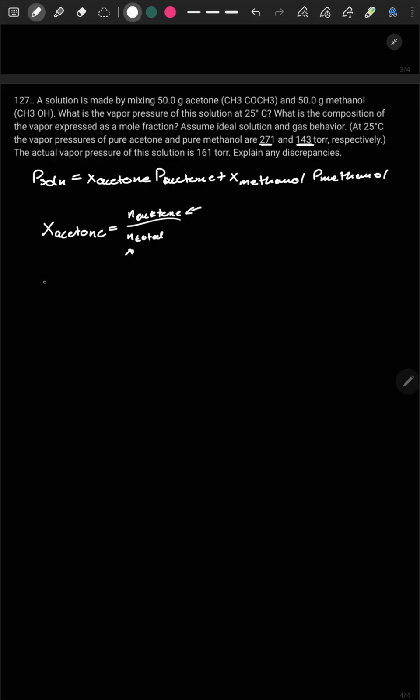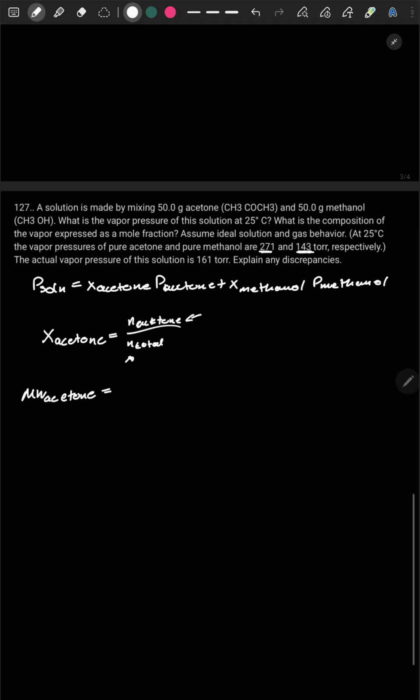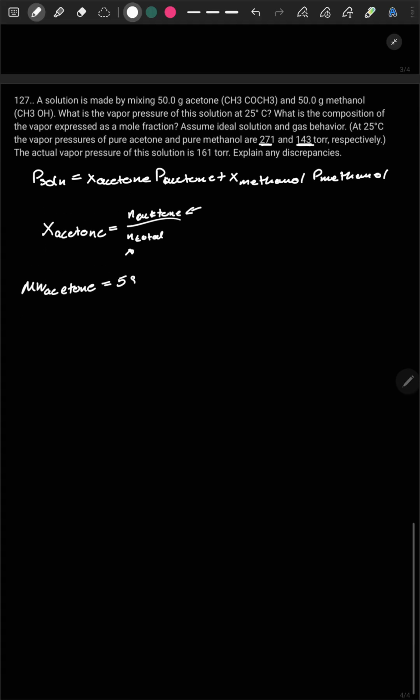So if we know the molecular weight of acetone, which is equal to 58.08 grams per mole, and we know the molecular weight of methanol, which is 32.04 grams per mole.